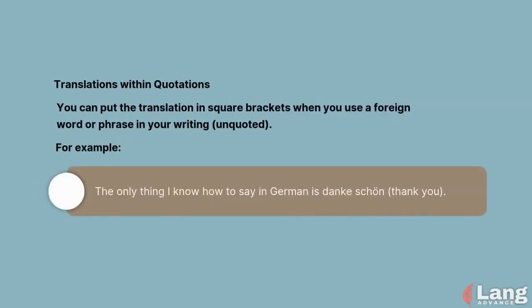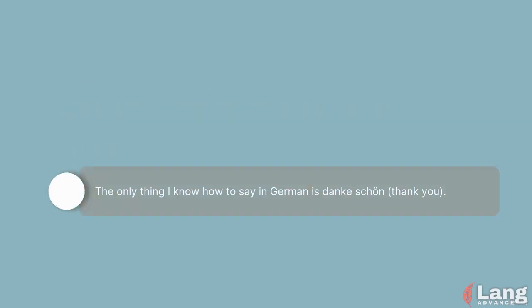Translations within quotes. You can put the translation in square brackets when you use a foreign word or phrase in your writing, unquoted. For example, the only thing I know how to say in German is Danke schön [thank you].